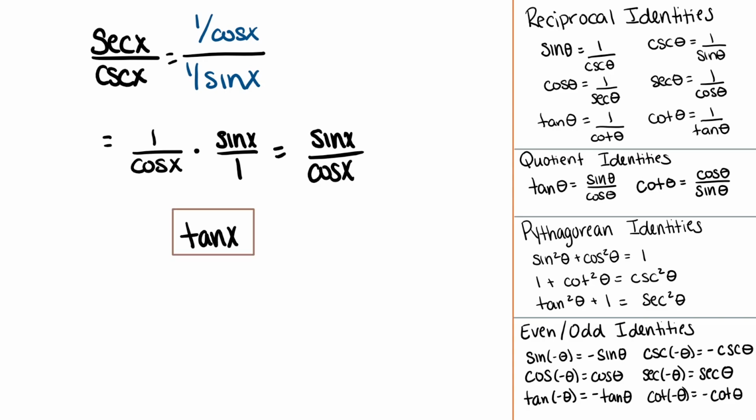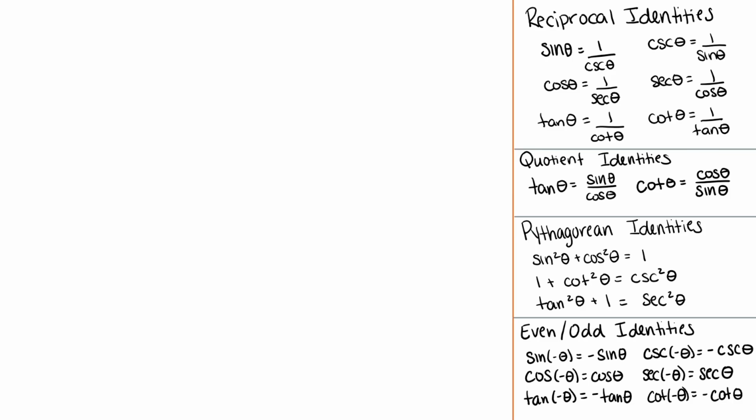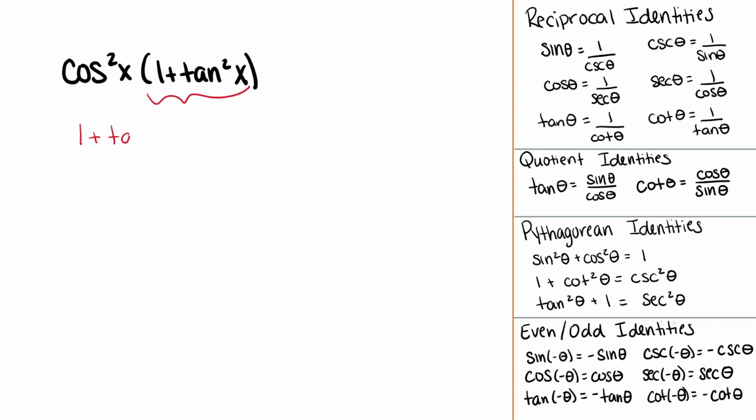And that's our answer. Number 3, our third example, is cosine squared x times 1 plus tangent squared x. So we'll leave our cosine squared x alone. There's not really anything we can do to simplify that right now. But 1 plus tangent squared x we know is the same as tangent squared x plus 1, which is going to be secant squared x. We can write this as cosine squared x times secant squared x.